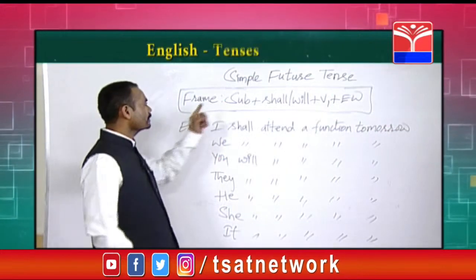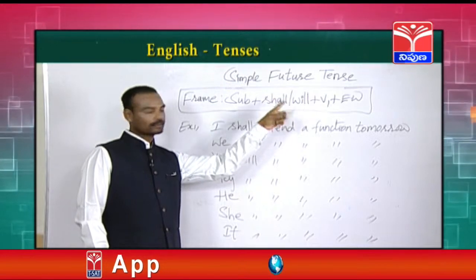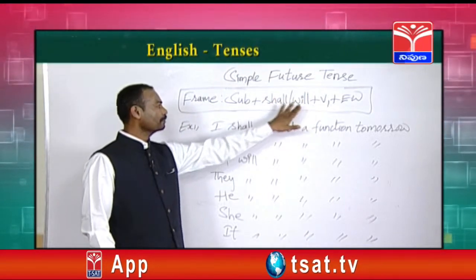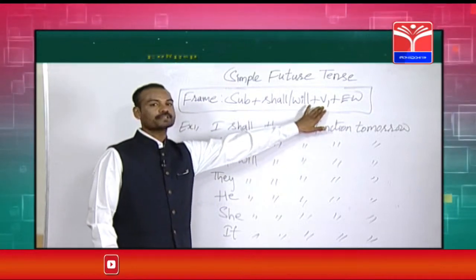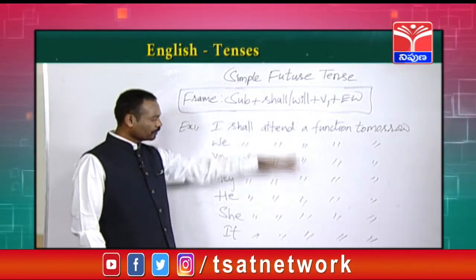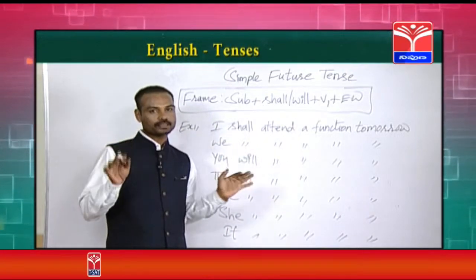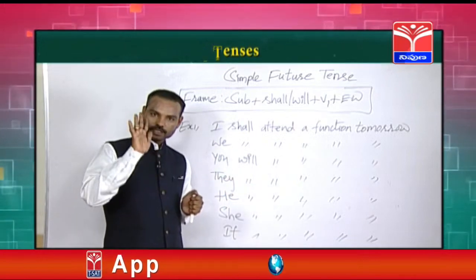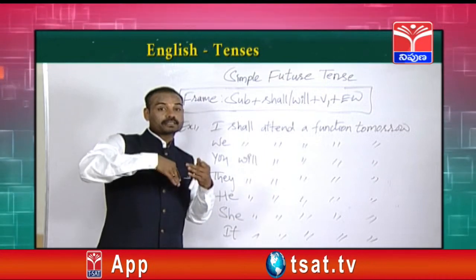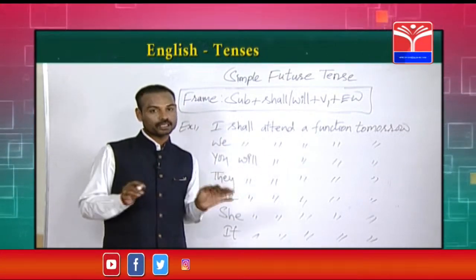Friends, here is another tense, that is simple future tense. This is the frame of the tense. Subject plus shall/will and V1. V means verb. EW for extra words. So before going to know how to write sentences, let me tell you the definition of simple future tense. The tense which is used to indicate an action which will take place at some time in the future is called as simple future tense.